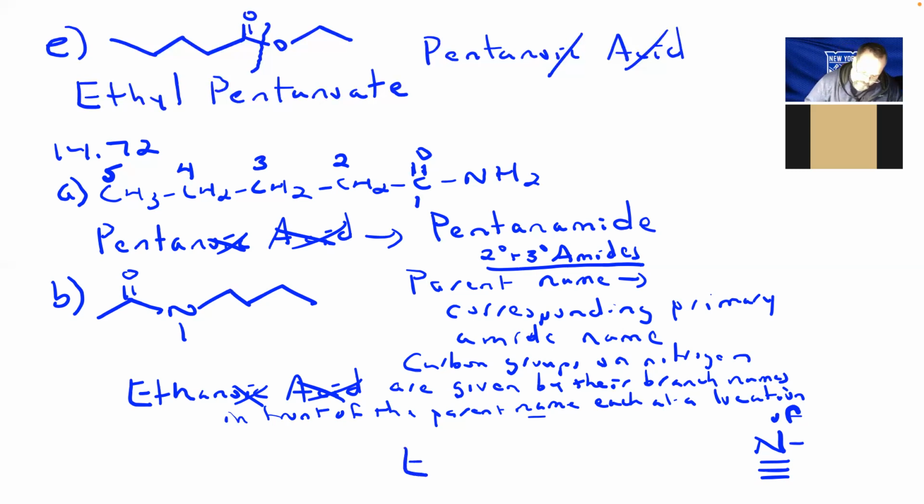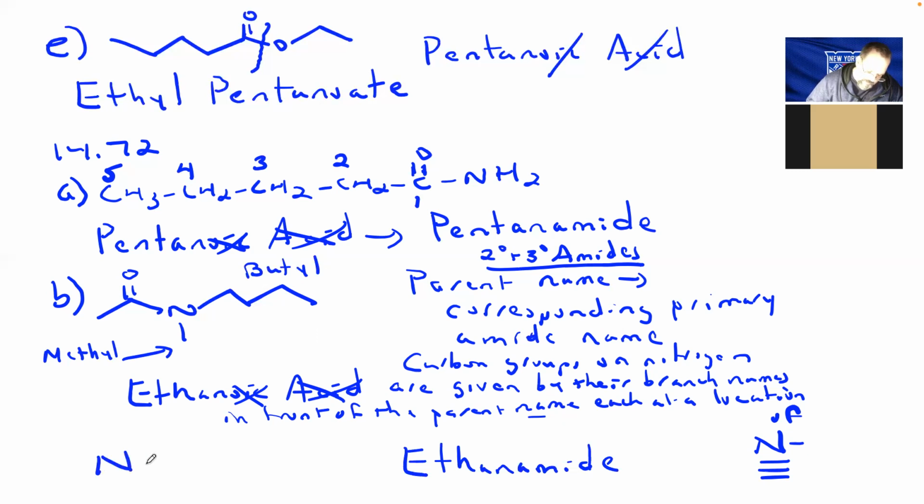So as we said, and I just erased, the parent name for this amide would be ethanamide. What are the two branches that you have here? The one that you should be aware of is methyl. The one on the top, 4 carbons in a row, is actually known as butyl. And again, I don't know why they give it to you. They don't even talk about a butyl group. So N-butyl and methyl ethanamide.